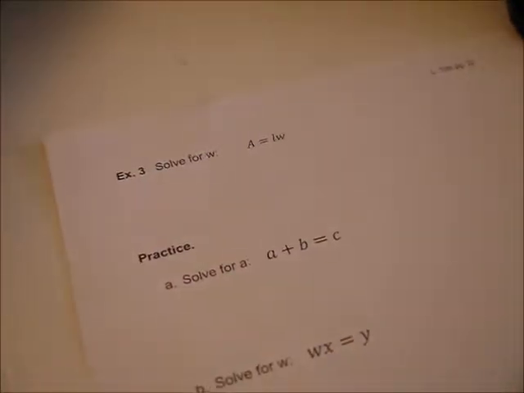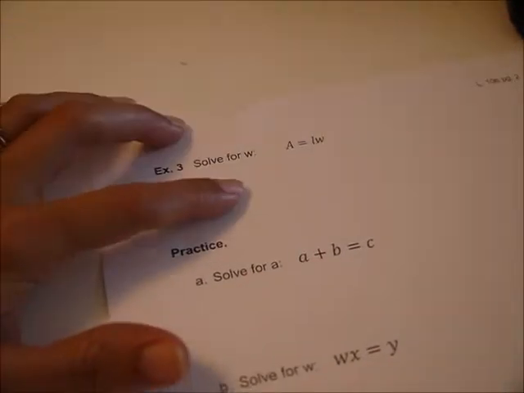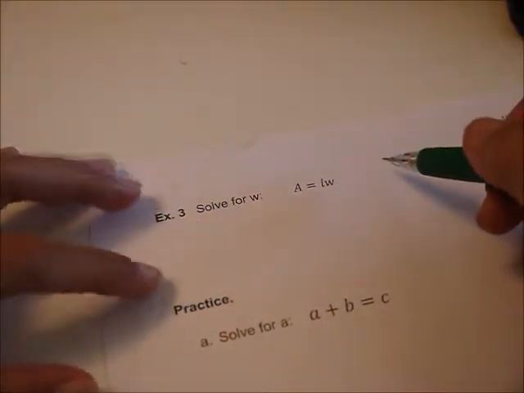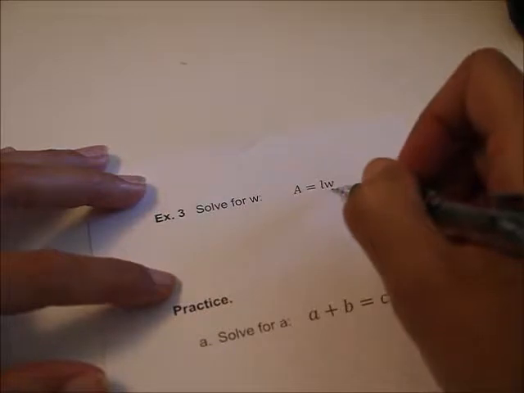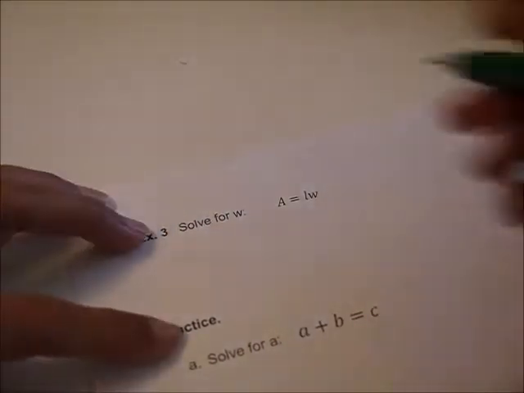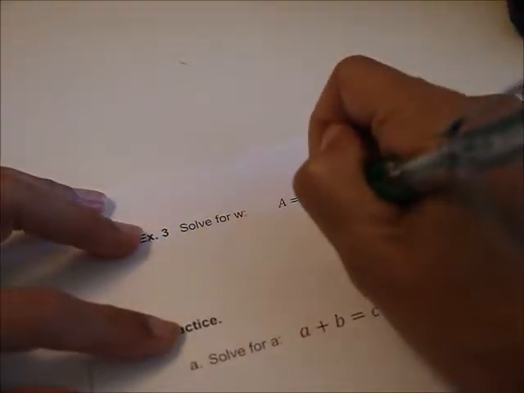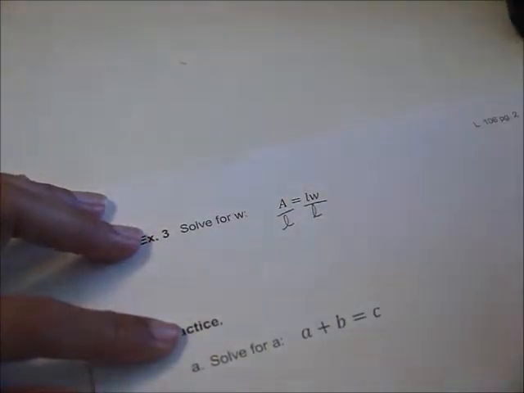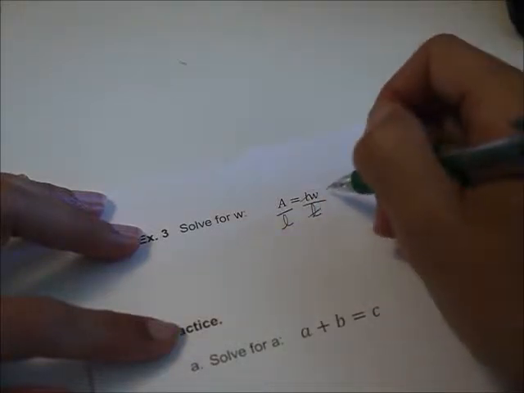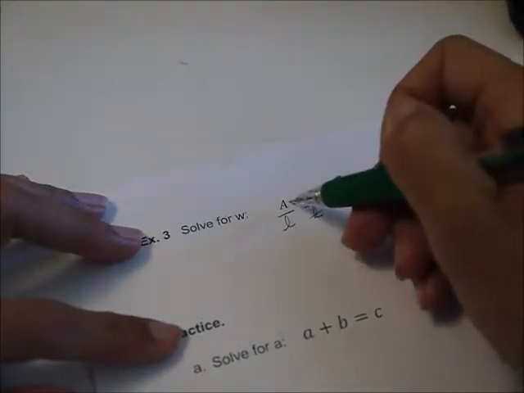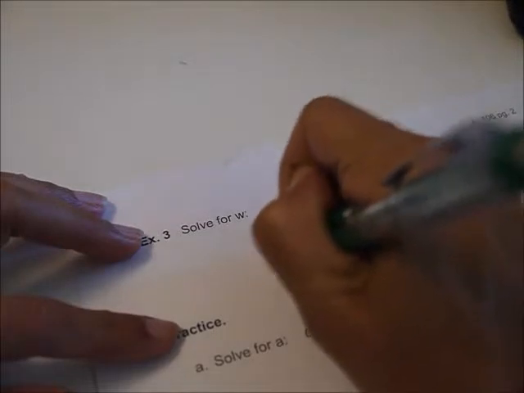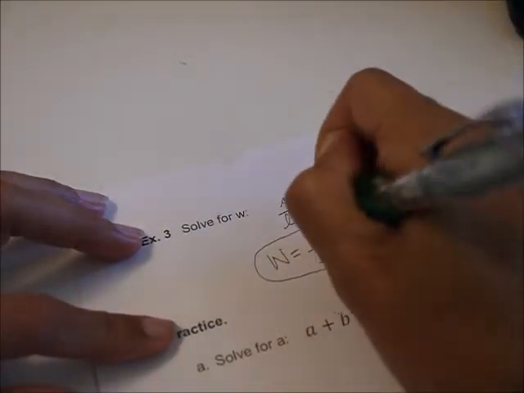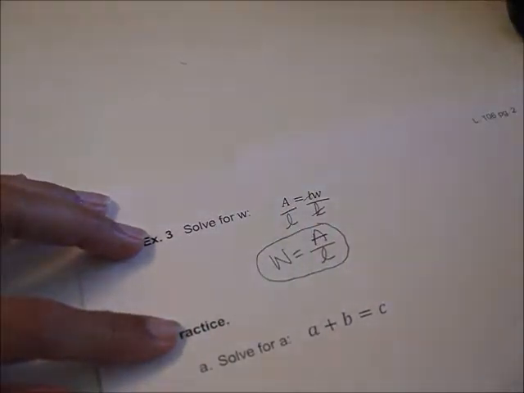On example 3, solve for w. Let's say we knew our area and we knew our length, but we don't know our width. If it says solve for w, it means we want to get width by itself. So width is stuck with the length by multiplication. So let's divide both sides by our length. Those cancel out. So we see that we have w equals area divided by length. And I'm going to write it with w in front. And that's all we do.